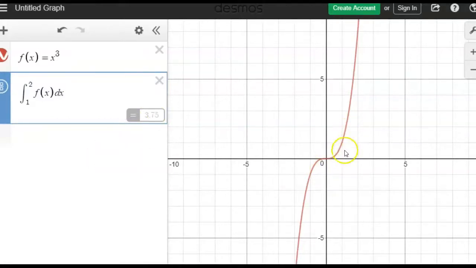Now, it's not showing you the picture. It's not showing you the graph of it. This isn't set up to do that, but that's how you do integrals on Desmos. Okay? Good to go? All righty.